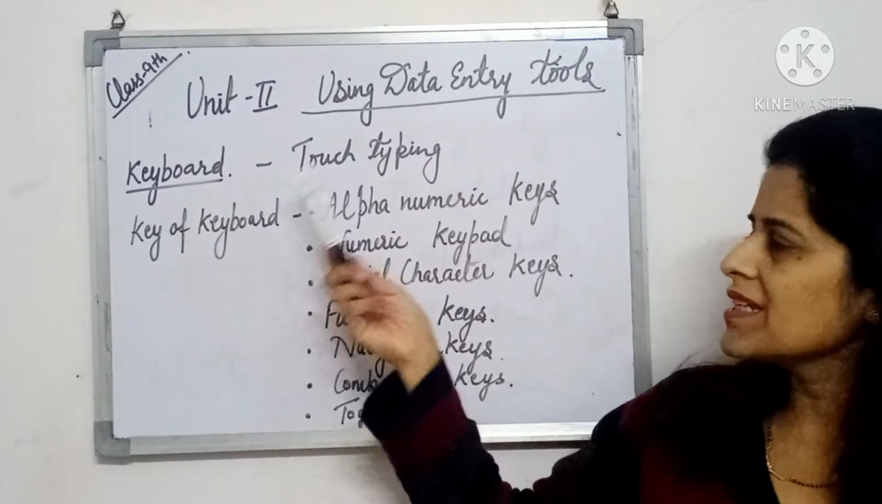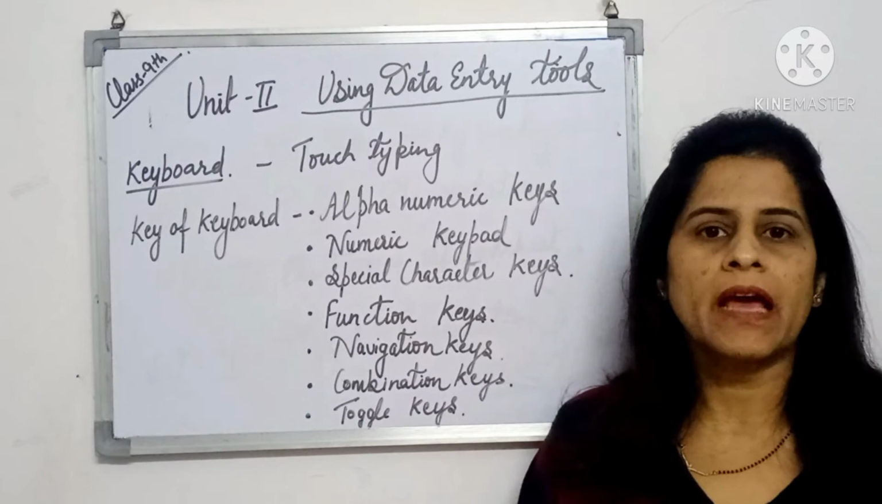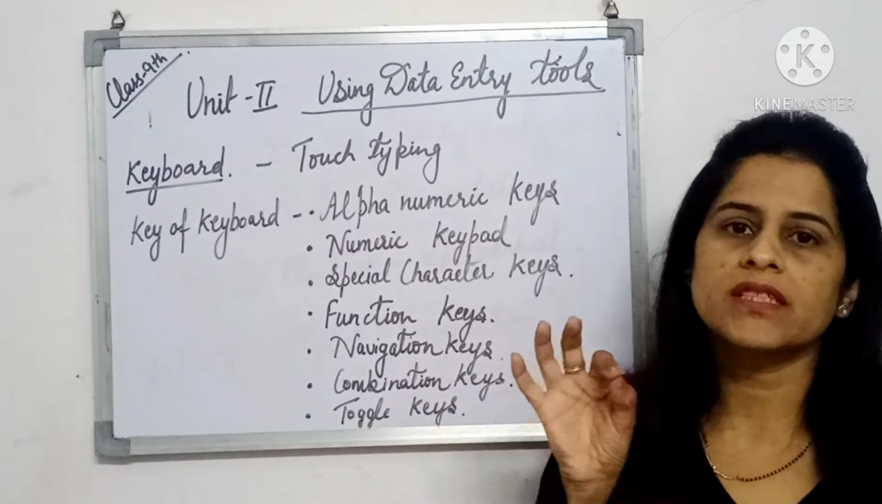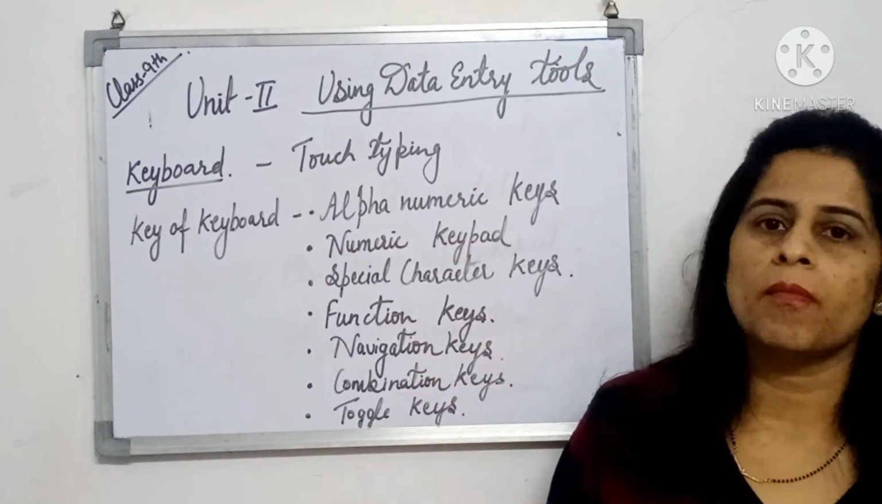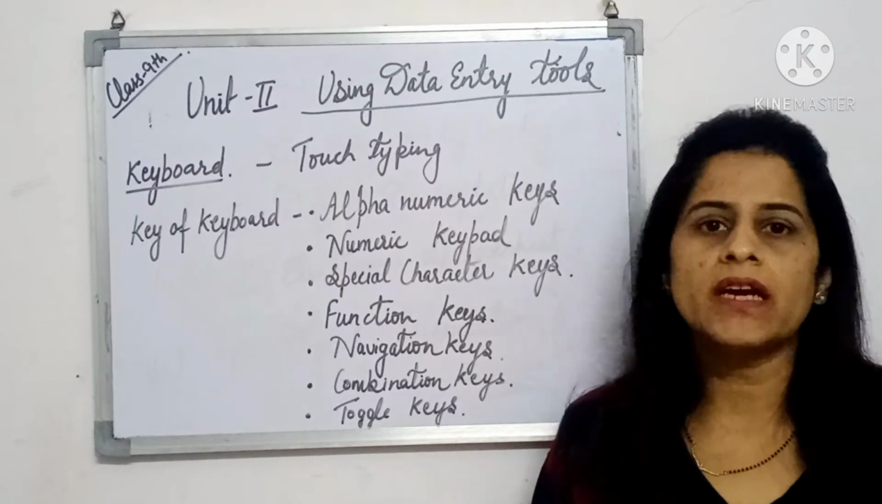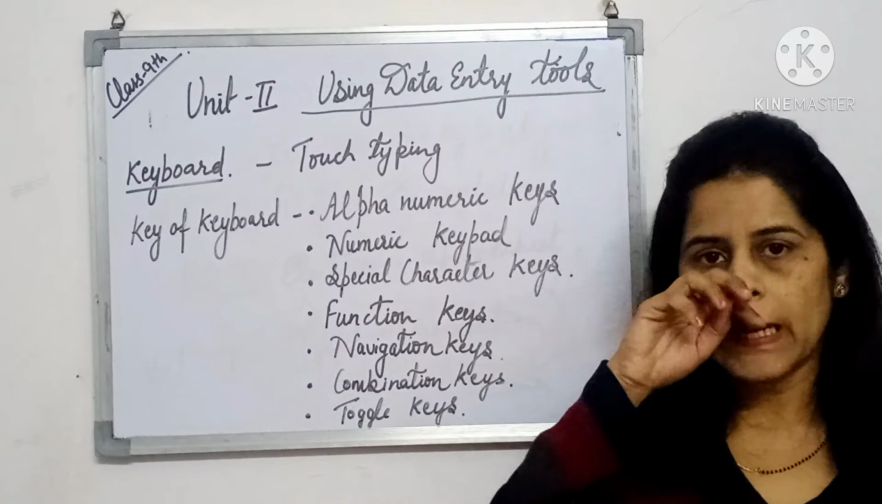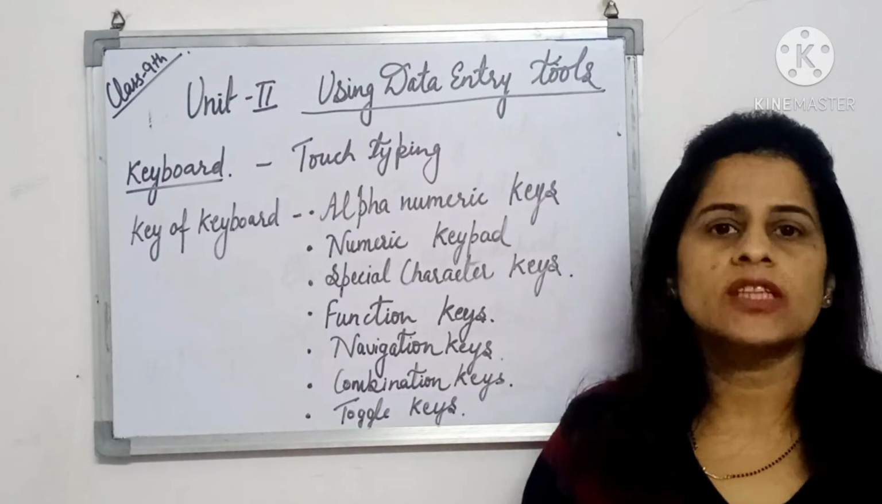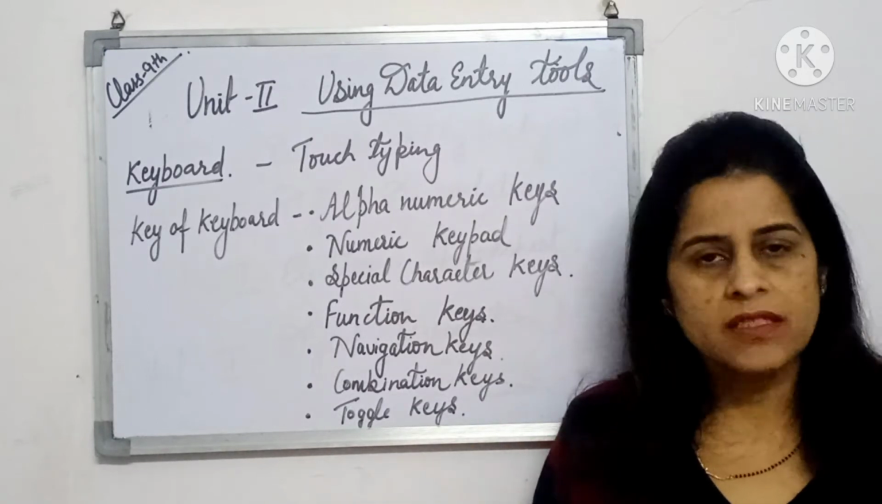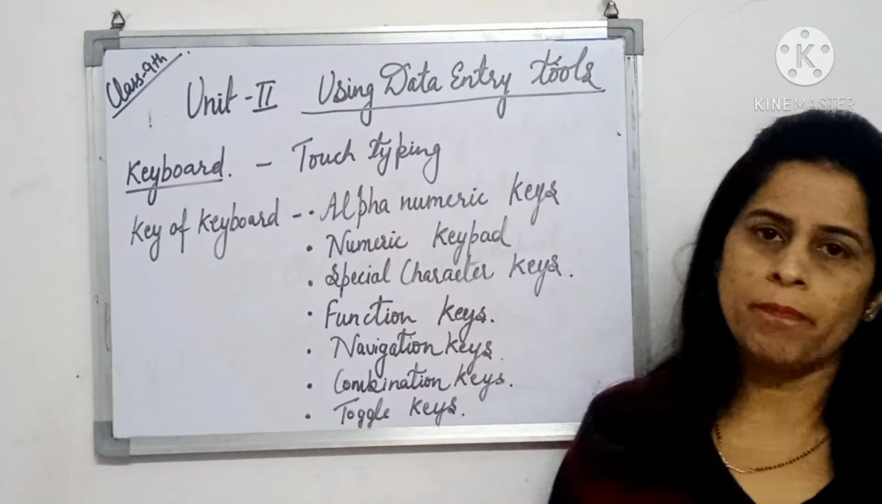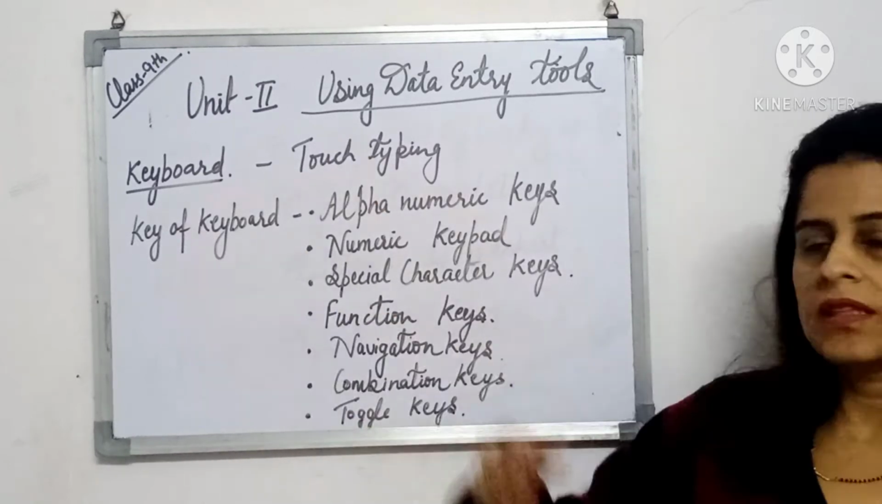And the keyboard uses touch typing. Typing means we are just touching the button and pressing it, then that character is sent to your computer and printed on the screen of your computer. Like on your mobiles, you are just touching the letters and numbers, and that is typed on your mobile pad. So that is the keyboard.